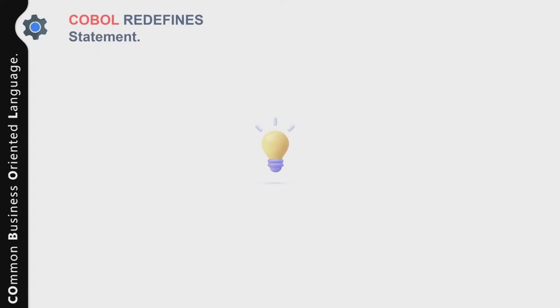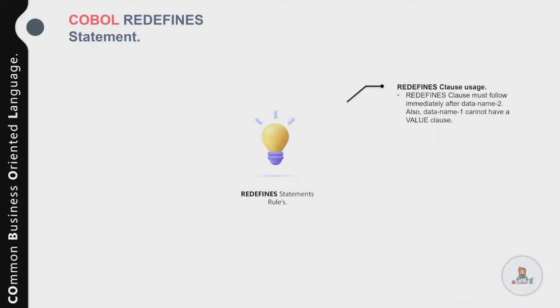Now let's look at a couple of important rules that you should always keep in mind when you're using the redefines statement in your COBOL program. The first and foremost rule is regarding redefines statement usage. The redefines clause must follow immediately after data name 2, and data name 1 cannot have a value clause. These are two important things you should always keep in mind.